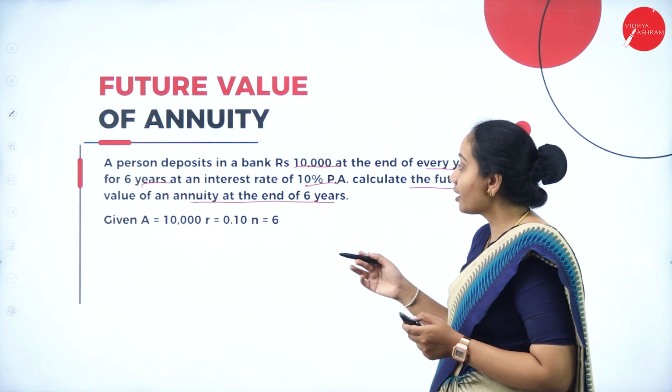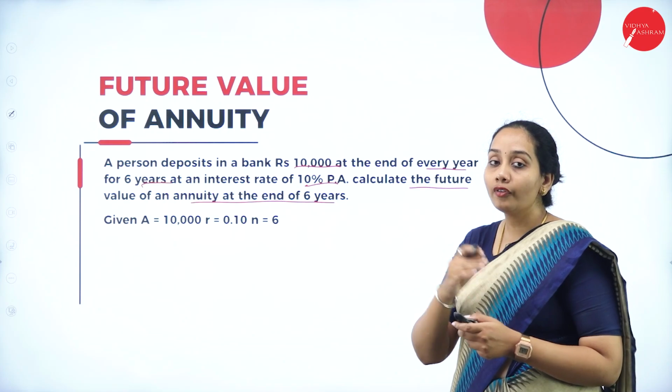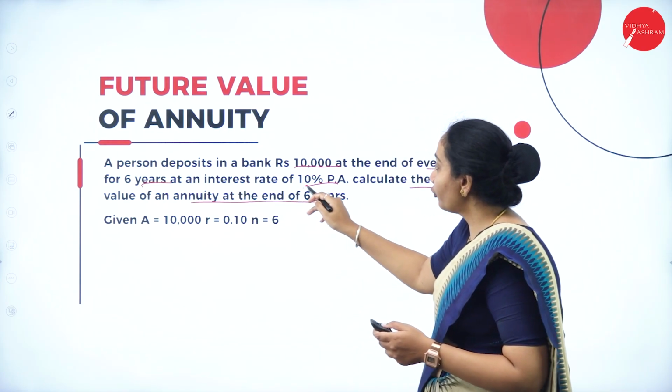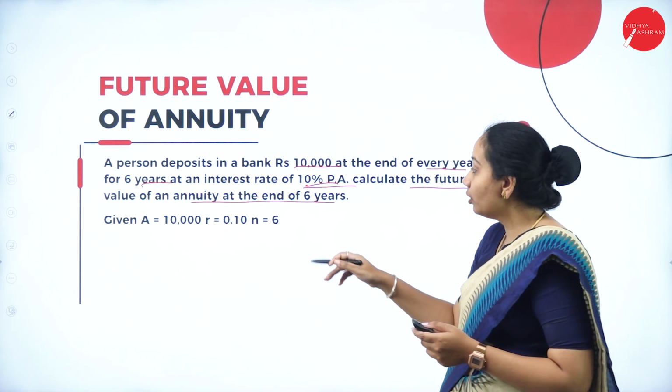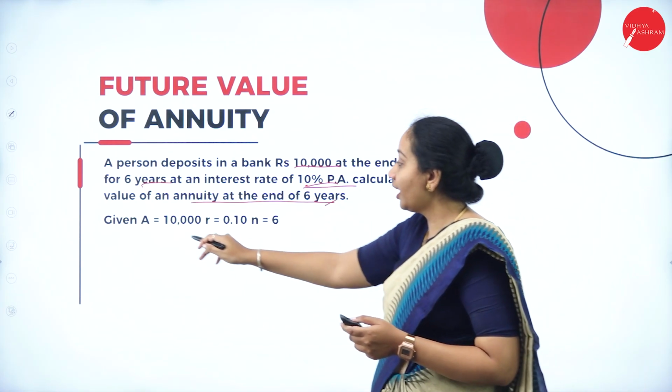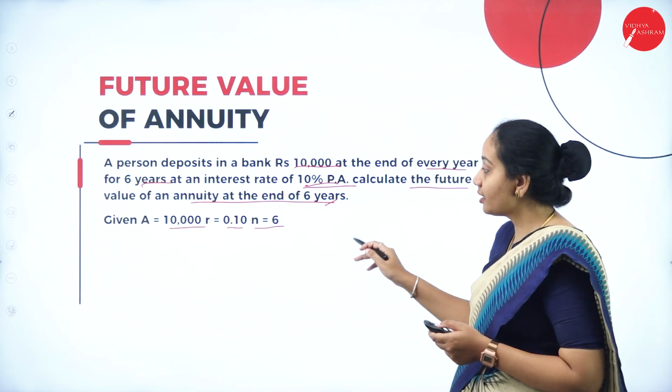So a person has deposited into a bank rupees 10,000 at the end of every year for 6 years, at an interest rate of 10% per annum. We are supposed to calculate the annuity value after the 6 years. Given A is equal to 10,000, R is equal to 0.10, N is equal to 6.